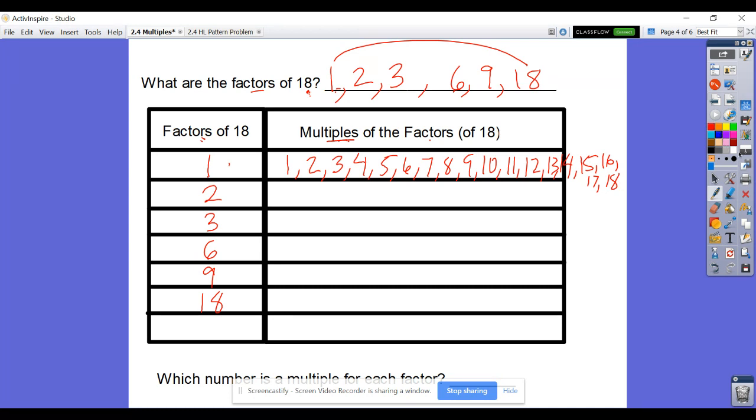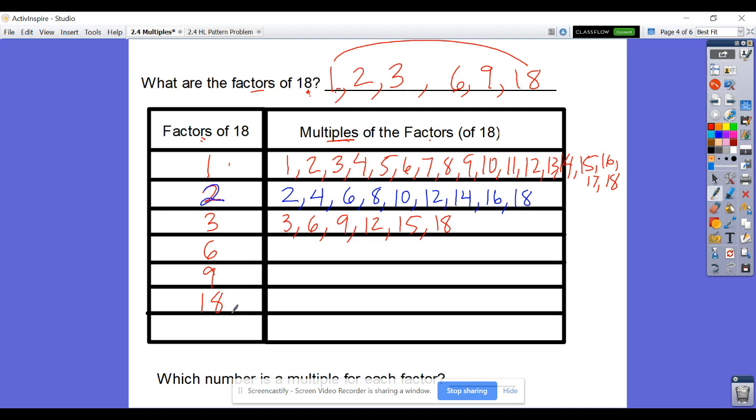I'm going to switch colors so it's easier to see on 2. Now my multiples of 2, you can also think of it as skip counting with multiplication. So 2, 4, 6, 8, 10, 12, 14, 16, 18. Now I'm going to go to multiples of 3: 3, 6, 9, 12, 15, 18.